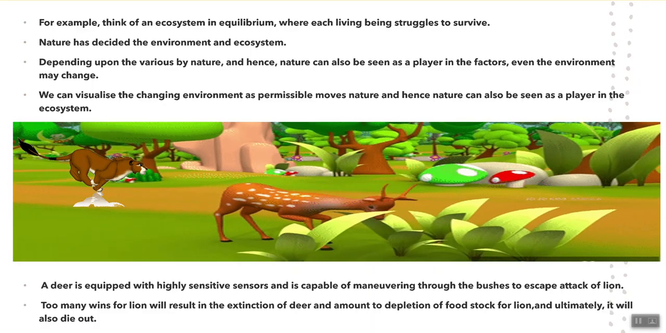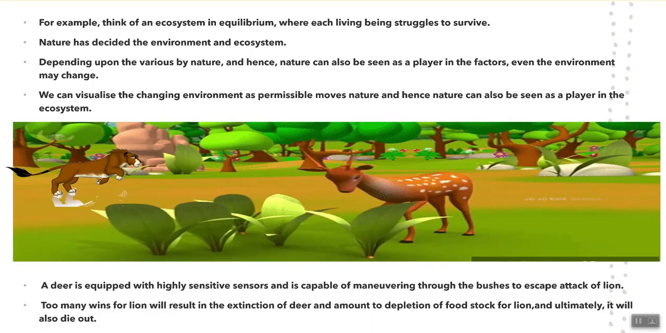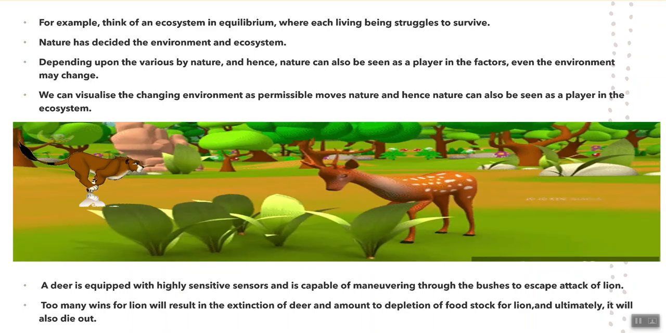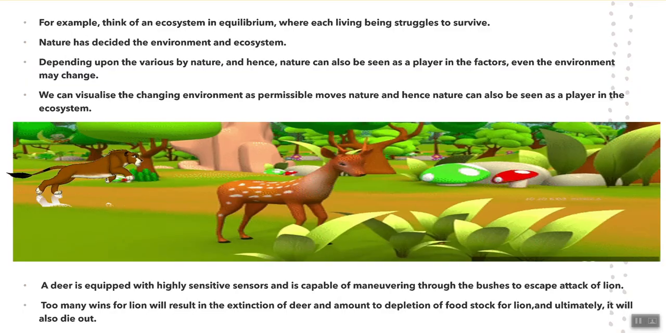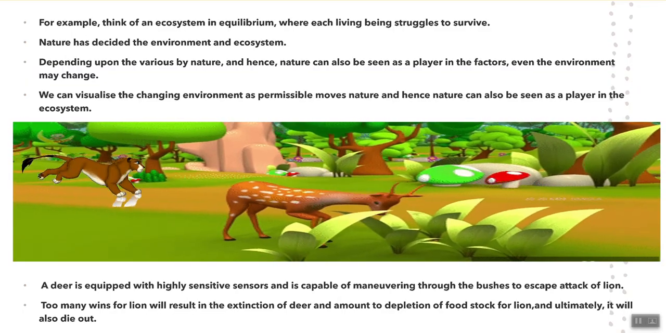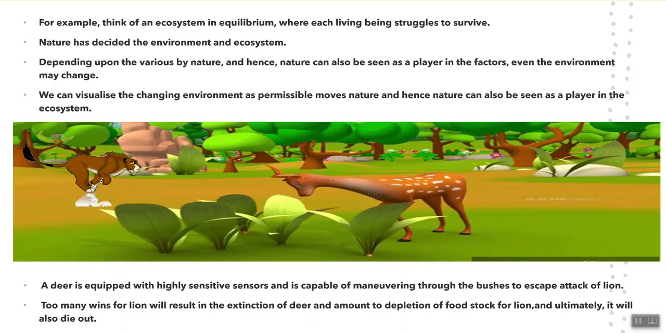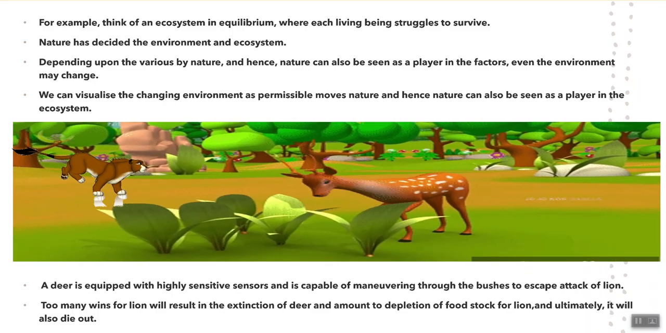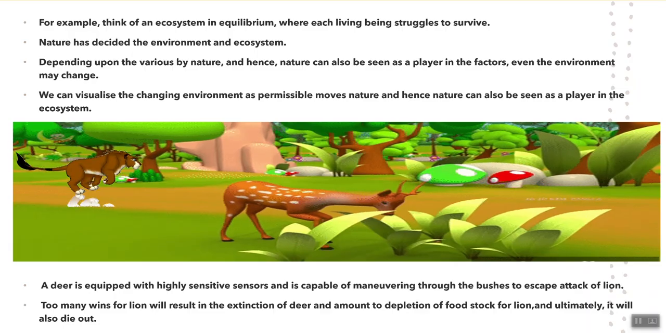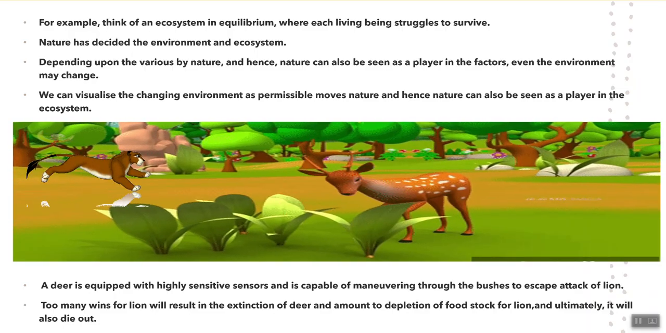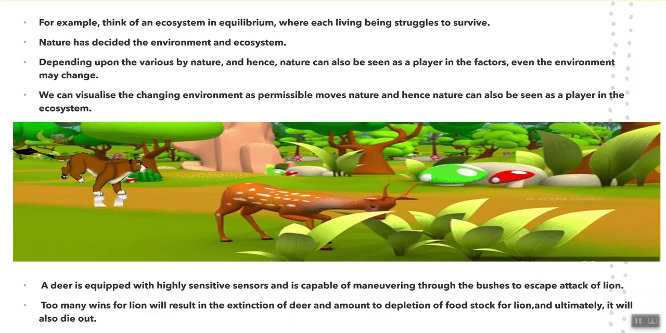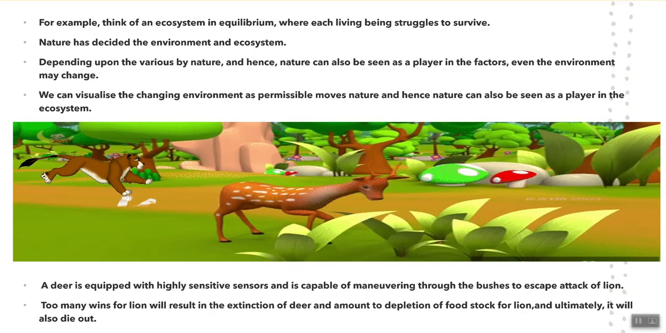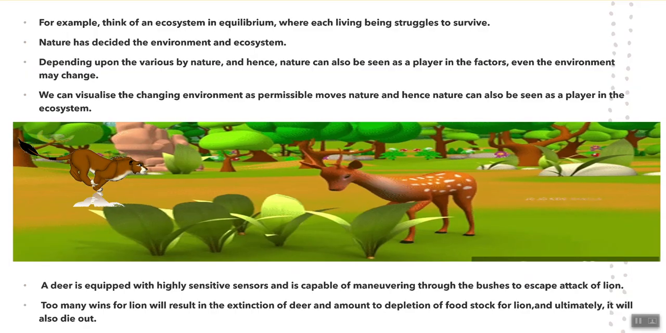Okay, when we talk about the environment and its permissible moves, nature, and the players in it, players can be of different types. We can acknowledge them as human beings, as animals, or any other kind of role. So that leads to a kind of ecosystem. Now take, for example, a deer equipped with highly sensitive sensors, capable of maneuvering through the bushes to escape the attack of a lion, isn't it?